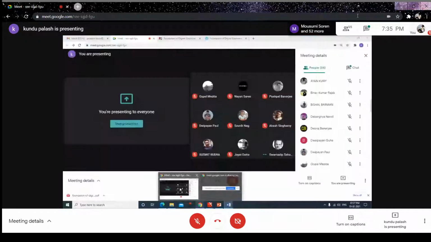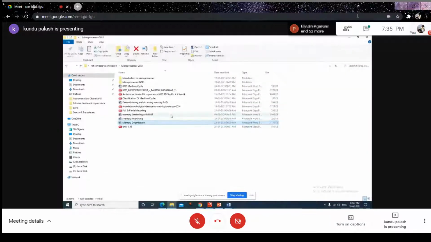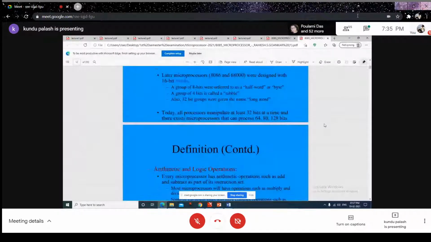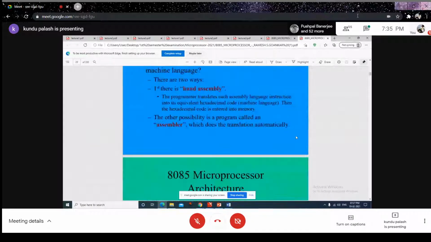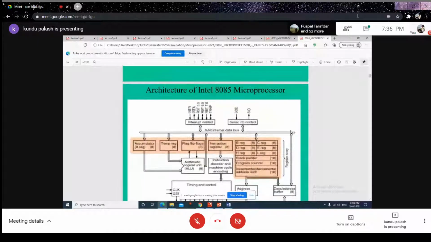But we have just started with the internal architecture of the typical 8085 microprocessor. The recommended textbook is Ramesh Gaonkar. The Ramesh Gaonkar book is also available in PDF like this, but in the textbook the format is different. It is not available right now; initially it was available. So you can study one textbook like Ramesh Gaonkar.